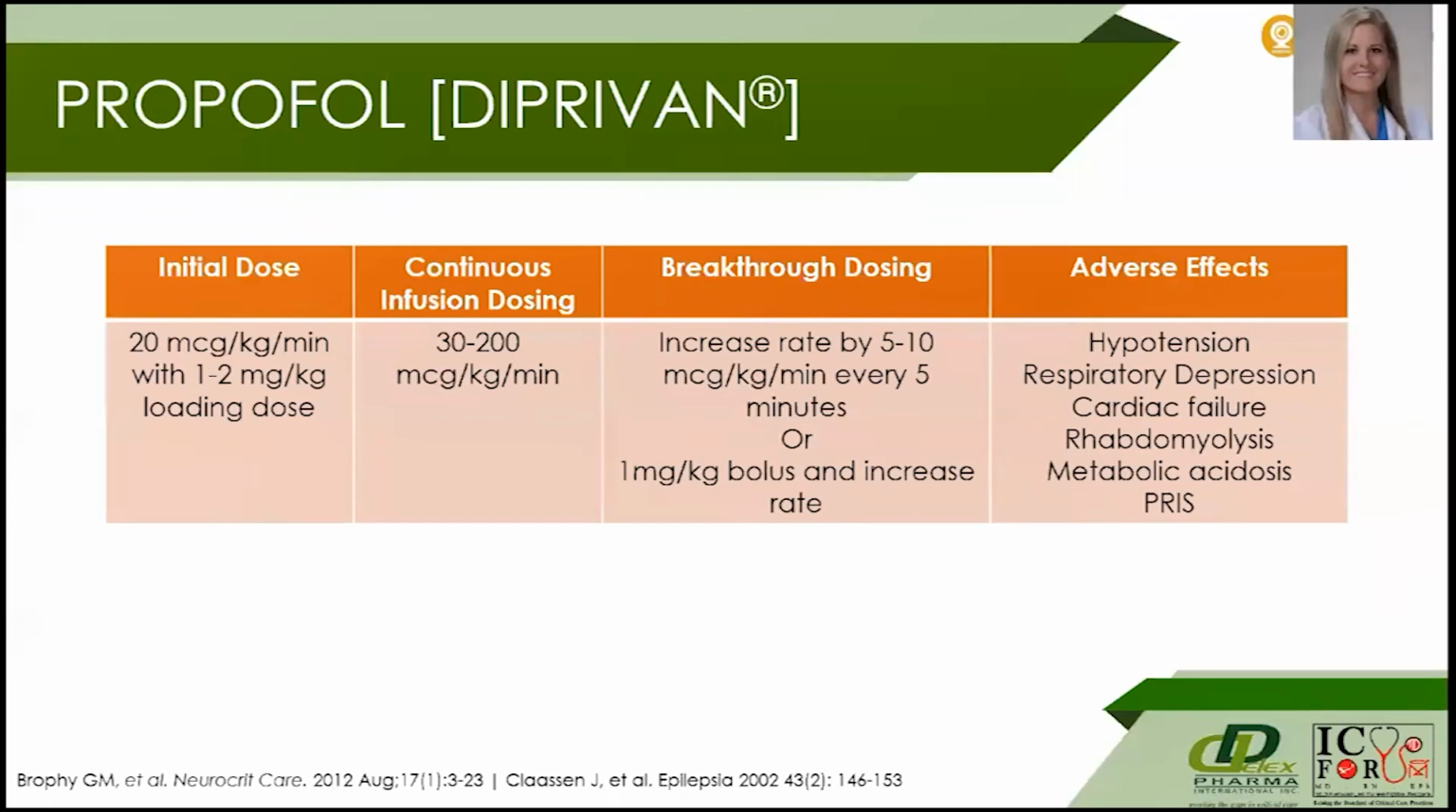High doses of propofol have been linked to cardiac failure, so that's something we want to look out for, rhabdomyolysis, metabolic acidosis, and typically PRIS is something that we don't worry about with propofol. It is considered to be very rare. However, at these doses and at the length of therapy that we're expecting, we do need to be monitoring for this.